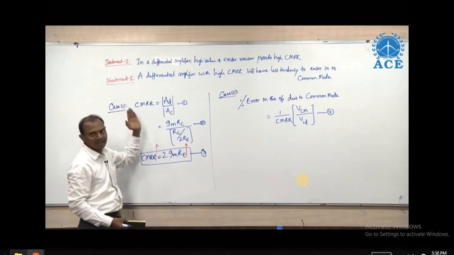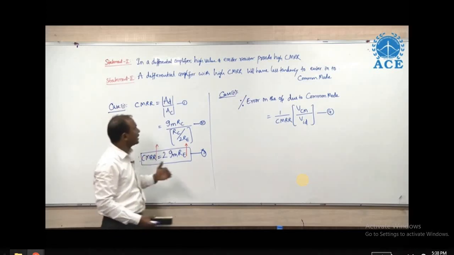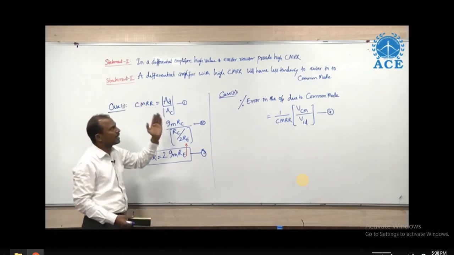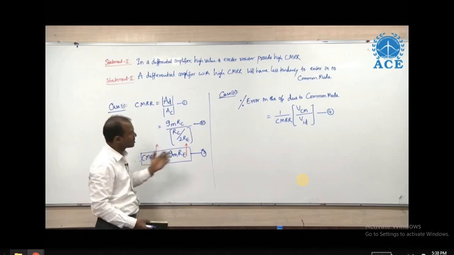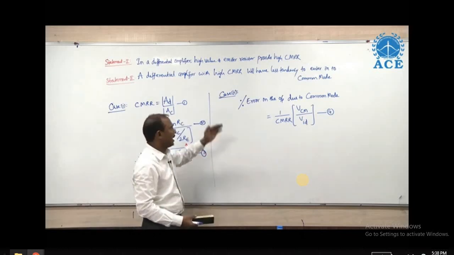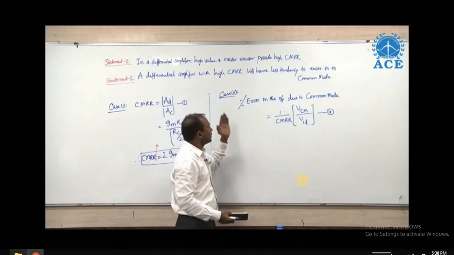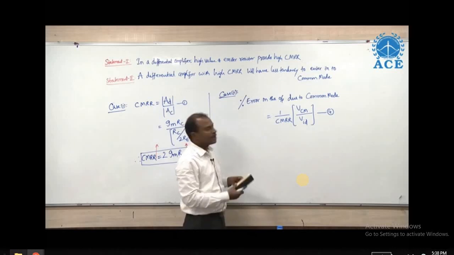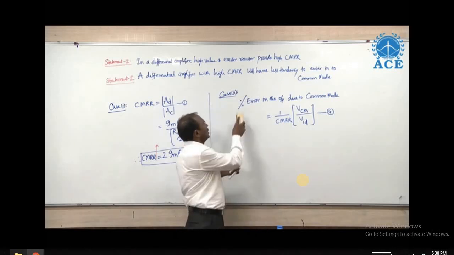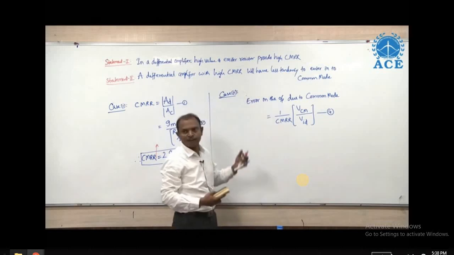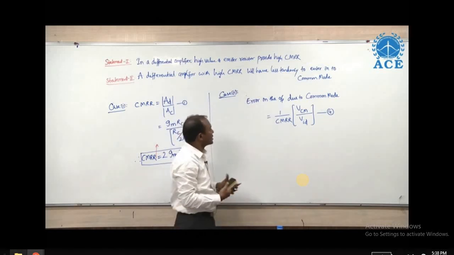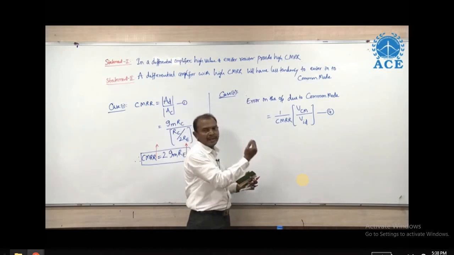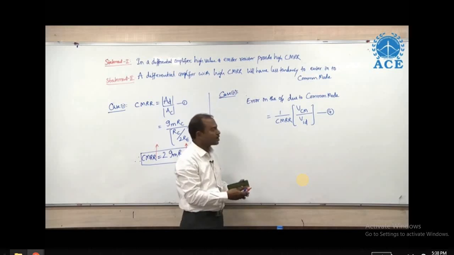Therefore, statement 1 is correct. Then, let us consider the second statement. A differential amplifier with high CMRR will have less tendency to enter into common mode. Yes, this is also correct. Let's see how. In an operational amplifier, the error in the output of op-amp due to common mode is given by 1 by CMRR into common mode input voltage by differential mode input voltage.